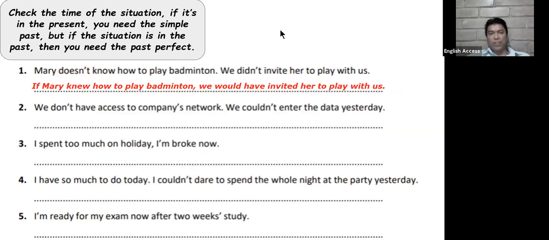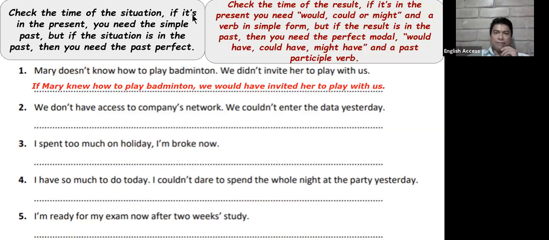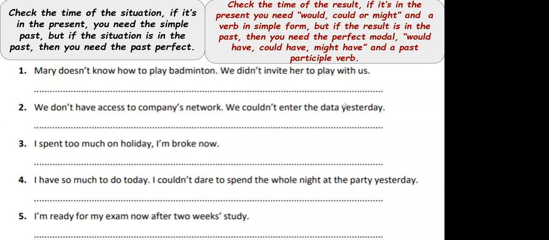And we didn't even check the other box I have. Check the time of the result. The result is in past. Didn't invite. If the result is in the present, you need would, could, or might, and the verb in simple form. But if the result is in the past, then you need a perfect modal. Would have, could have, might have, and a past participle verb. And that's what you did. Didn't invite, would have invited. Perfect, that's your perfect modal. Okay? Yes. Okay.